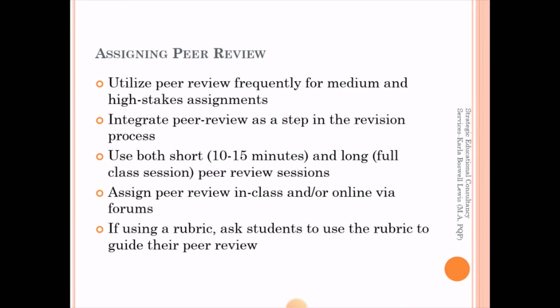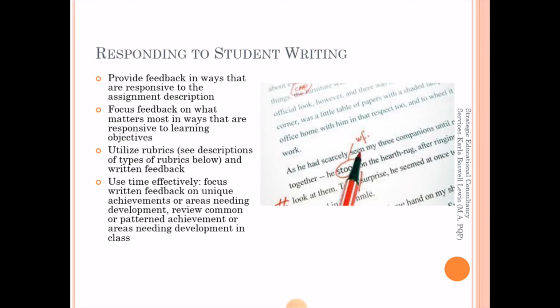If using a rubric, ask students to use the rubric to guide their peer review. So the rubric now will guide the peer when they're looking at their peers' work. They'll be able to say, okay, I'll give you 4 out of 6 because you did not do this, and so on, and that will help to gauge them, right?